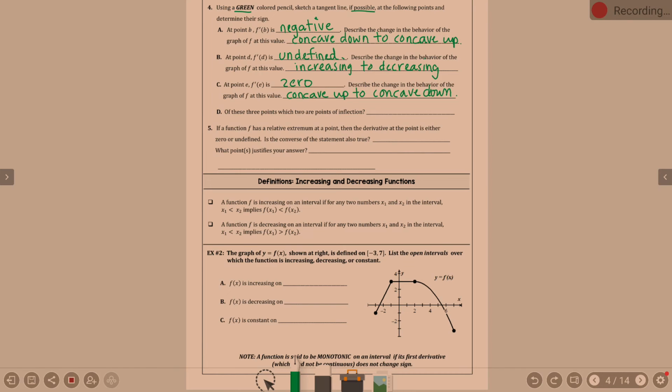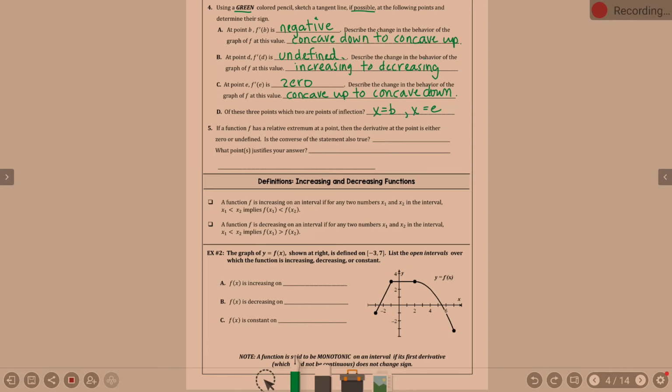Of these points, which two are inflection points? Okay, the two that changed concavity, right? An inflection point is when your graph changes concavity. And so at x equals b and x equals e.